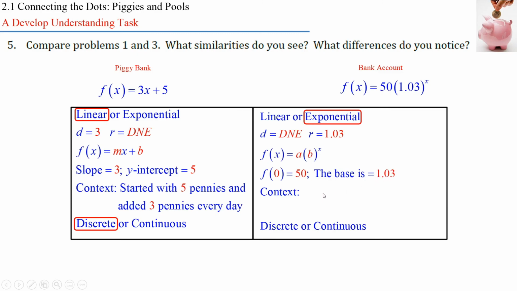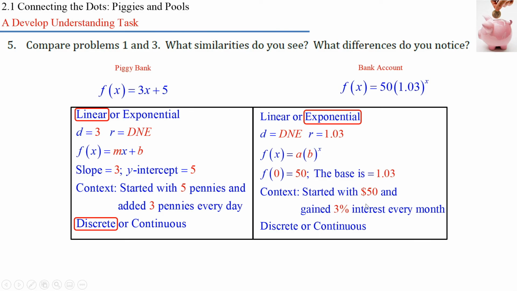So let's put this one in context. So we started with how many dollars? $50. And gained what percent interest every month? Well, 1.03 means 100% plus 3% more. We're gaining 3% interest every month. And now remember this problem, usually when we have a common ratio, we honestly expect the function to be continuous.